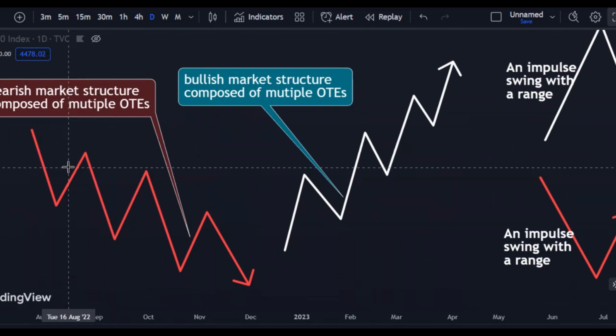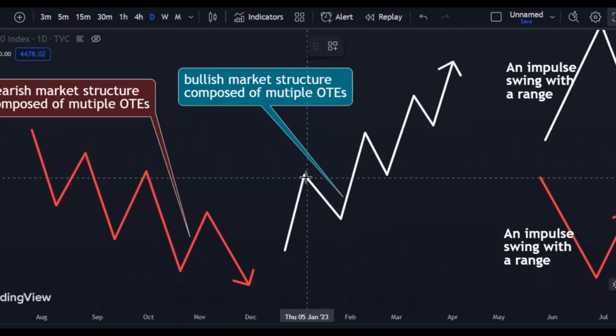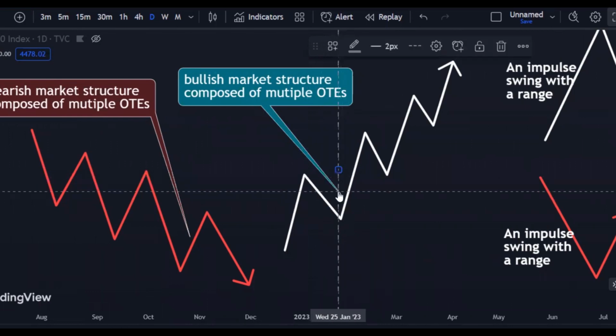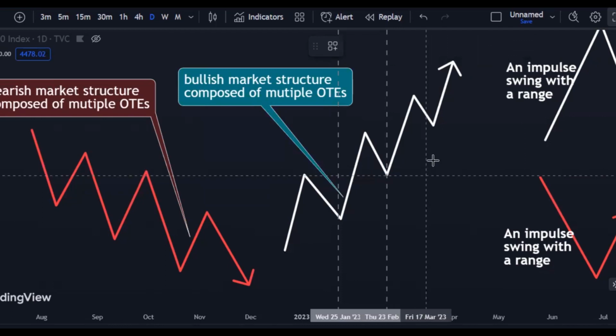So how do we identify the range? Because the range is the optimal trade entry. Then what I do is take my vertical line, then place them on each break of structure. Like this is a break of structure here. So this is just a physical way to identify the ranges. All right, this is just how to identify the ranges.